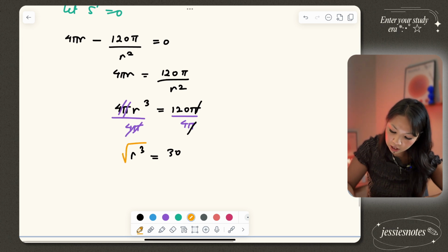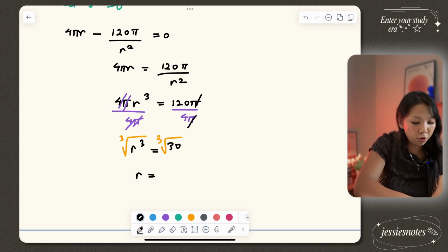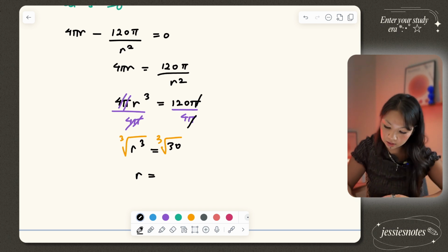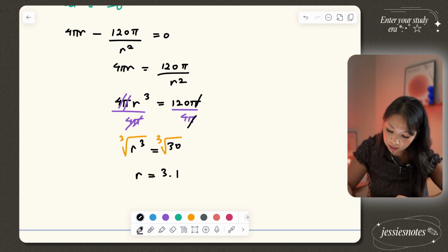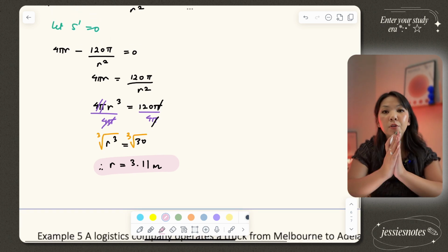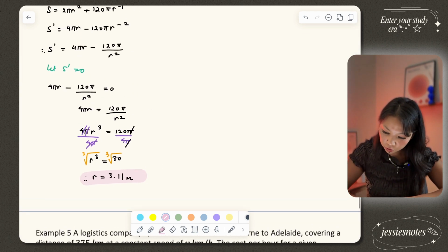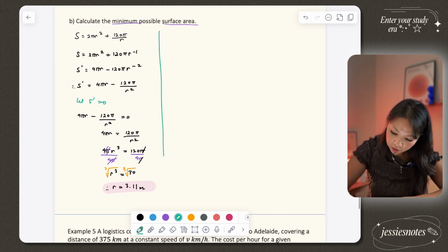So now if I take the cube root of r, we get the cube root of 30 is 3.1. And this is in meters. Beautiful. Now all that work, but we still haven't shown that it's a minimum. So let's go ahead and do that next.